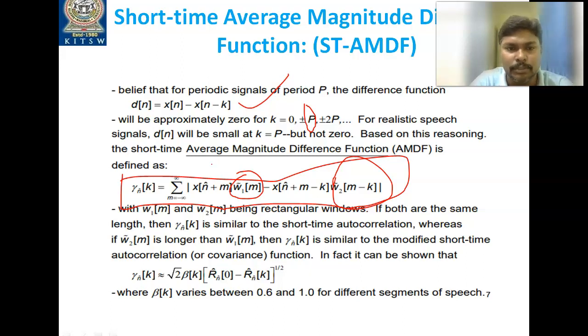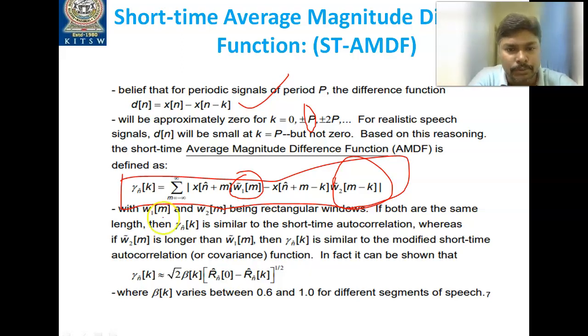Whereas if w2 of m is longer than w1 of m, then this gamma n of k is similar to the modified short time autocorrelation function. So this kind of expression we are going to witness if you want to apply any window technique to the speech signal. This is the autocorrelation function and the modified short time autocorrelation function, and how we take the length should depend upon that.